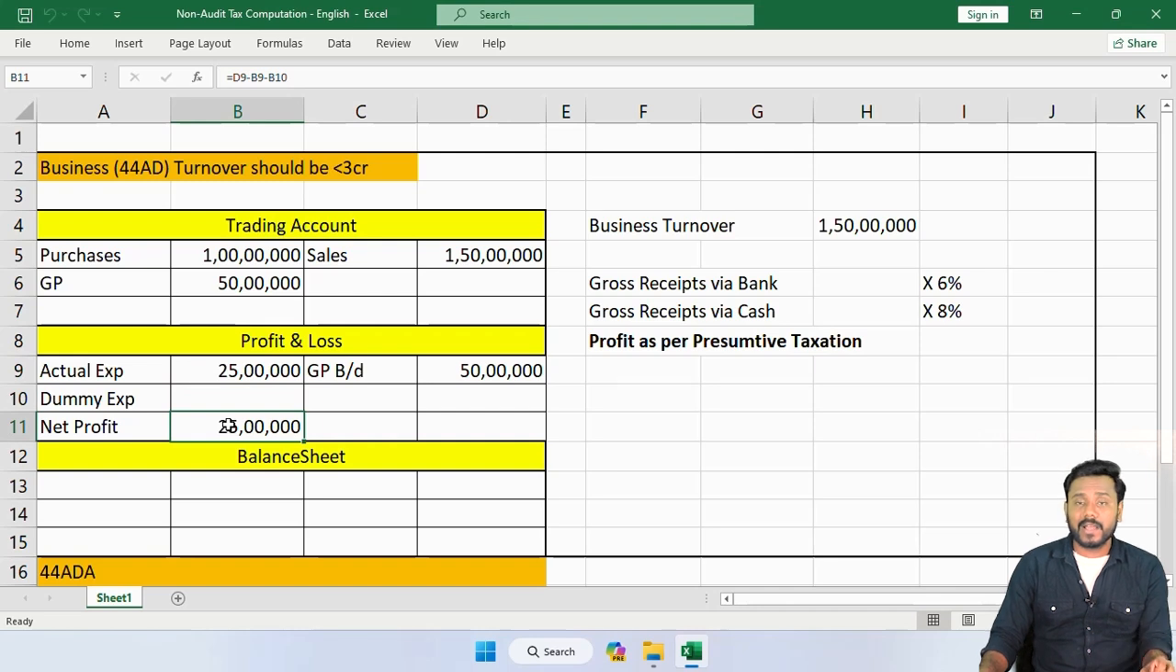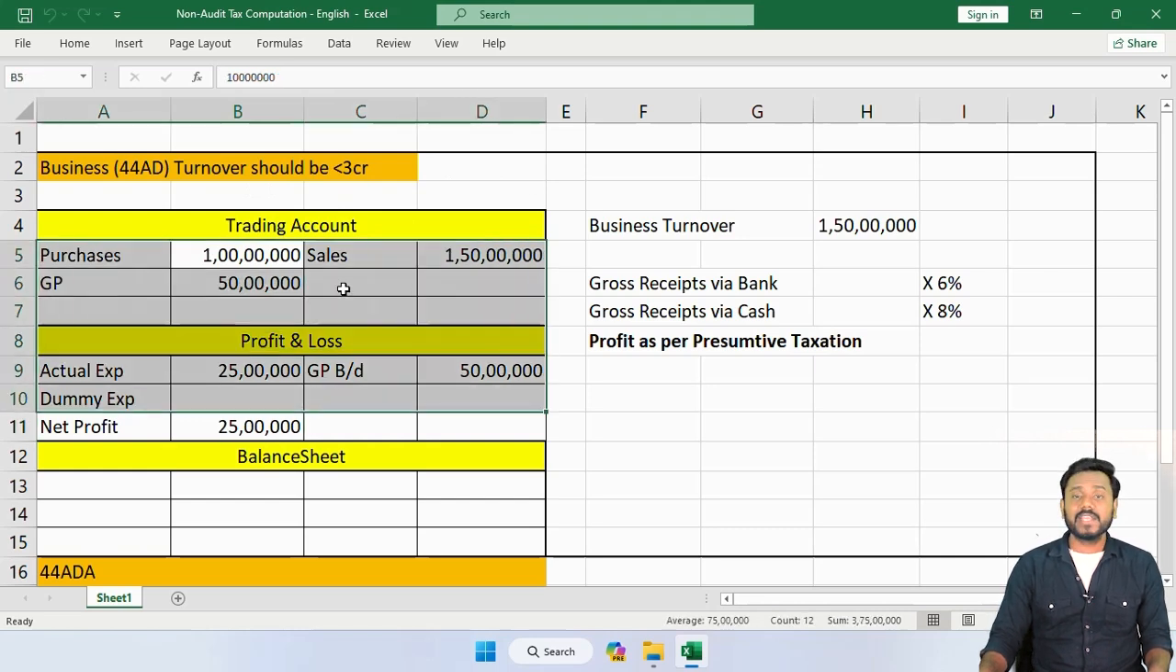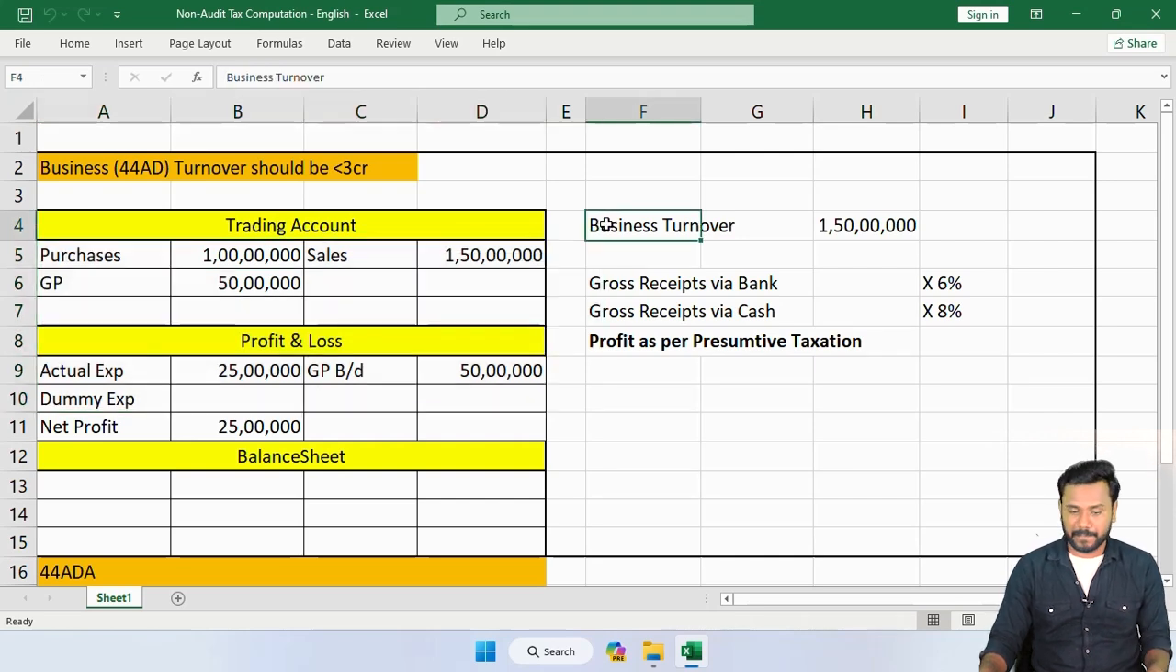Now this client approaches you to file the income tax return, stating, "Sir, my profit is 25 lakhs. Try to reduce my profit. I want to pay less tax to the government." How will you help him? Very simple. As per the presumptive taxation scheme, books of accounts are not mandatory. Even if they are already prepared and maintained, you need not consider them for computation of profit.